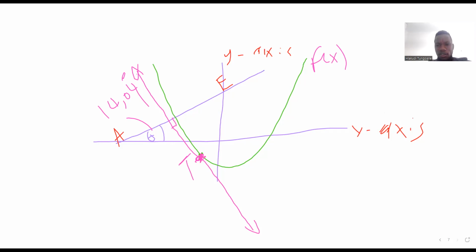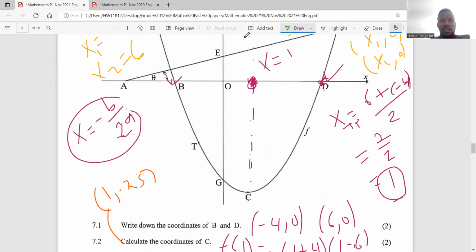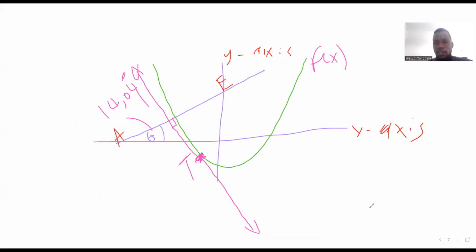The gradient of AE. Let's look into that. Okay, so this requires us to remember some concepts that you've learned in analytical geometry, that if you're given a line like this, you can find its gradient by saying tan of theta is the same as the gradient of this line.